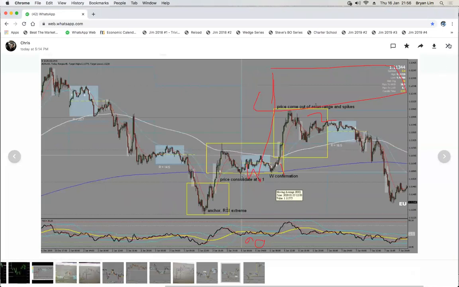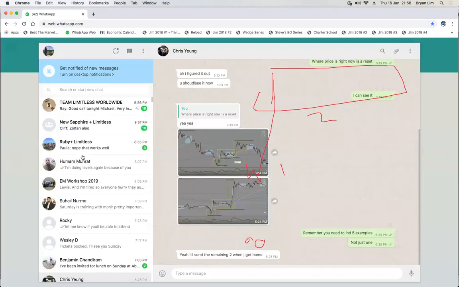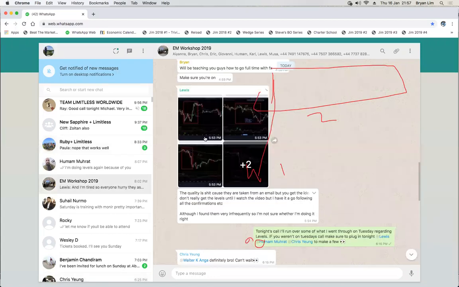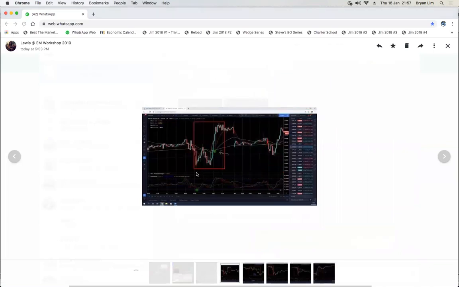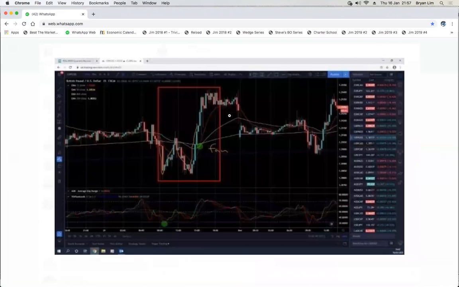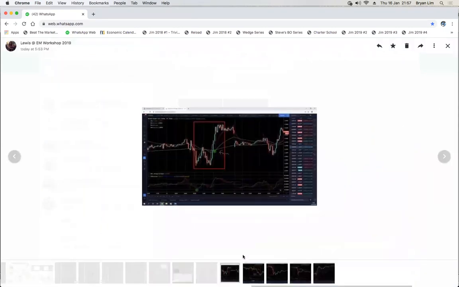Okay, and then I believe there was another one. I believe it was Lewis, right? So Lewis, I'm just gonna say this, please from now on, don't use TradingView. Use MT4, please. I only used TradingView just because I was at work and it's the only thing you can get on the computer.